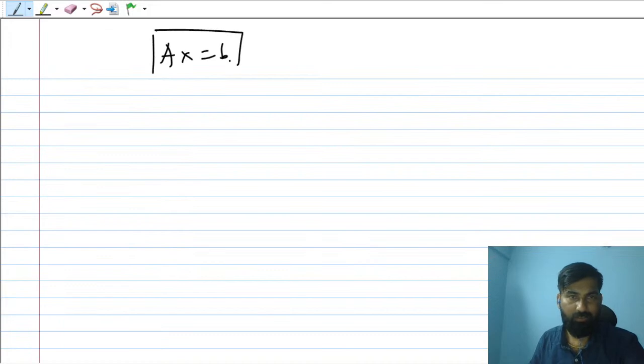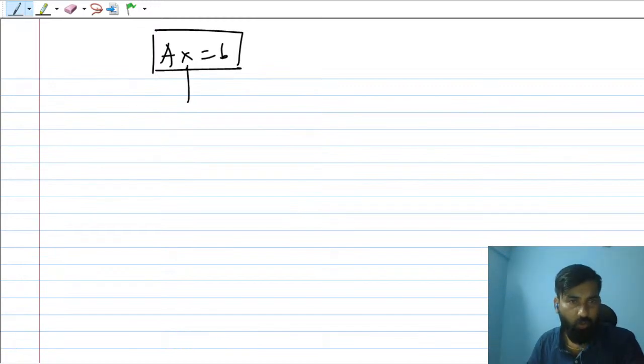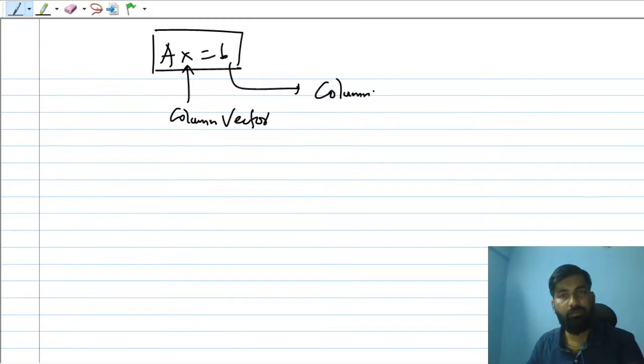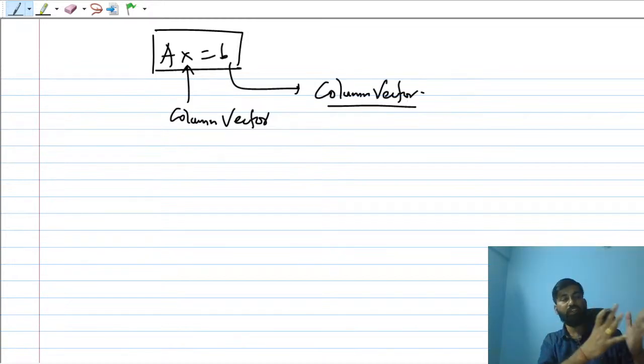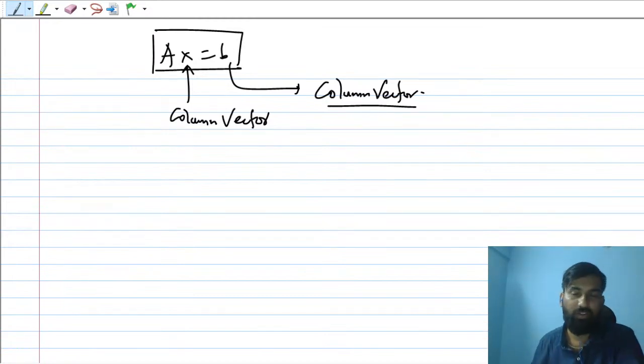So what we are doing here is multiplying the coefficient matrix with the vector, and we are getting another vector. These are column vectors. I have shown you the geometrical interpretation of vectors as well. This is one of the transformations: if you take a square matrix or any kind of matrix and multiply it with the column vector, you get a column vector itself.